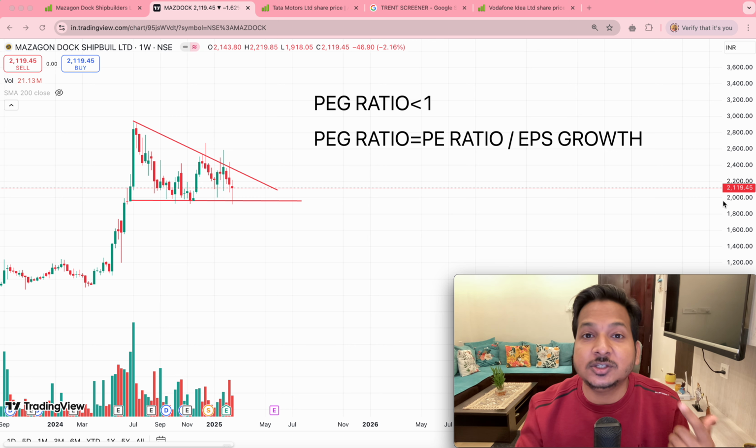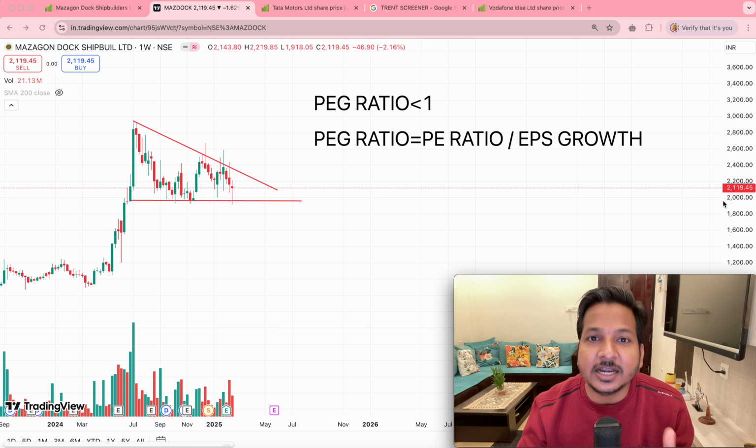And also you can choose which stocks in the current market. I will show you one screener and how to make that screener, which will show you the stocks which are currently available undervalued based on the profit growth model. So we'll start with this.